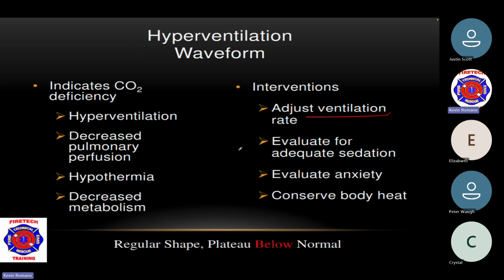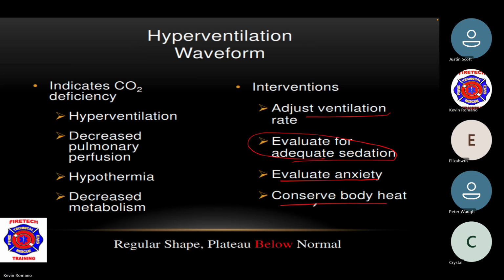Decreased pulmonary perfusion. Well, evaluate for adequate sedation, right? There's more patients that are intubated too. Hypothermia, right? Again, we need to warm them back up. We also need to evaluate for anxiety and also conserve body heat. The patient needs to be kept warm.